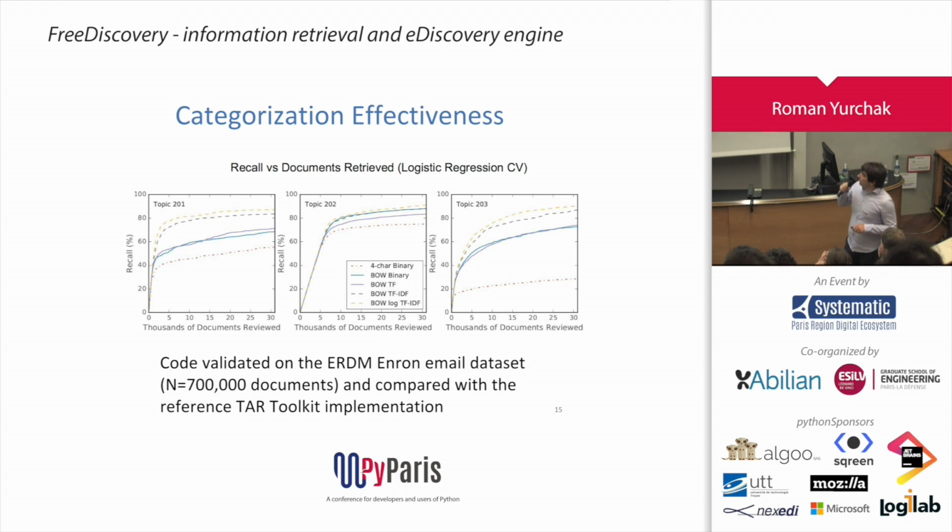What you see in these graphs is the recall, which is the number of found documents as a ratio of total relevant documents in the data set, and on X you have the number of reviewed documents. The review is expensive because you have to manually review documents. So what you want is to have a recall as high as possible with as few reviewed documents as possible, right? For instance, on these graphs, we see that bag of words with log TF-IDF is the one that gives the best recall curve.